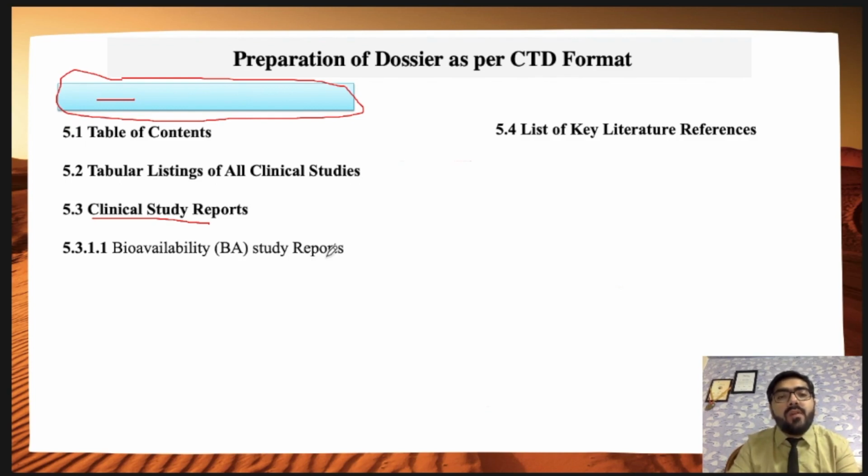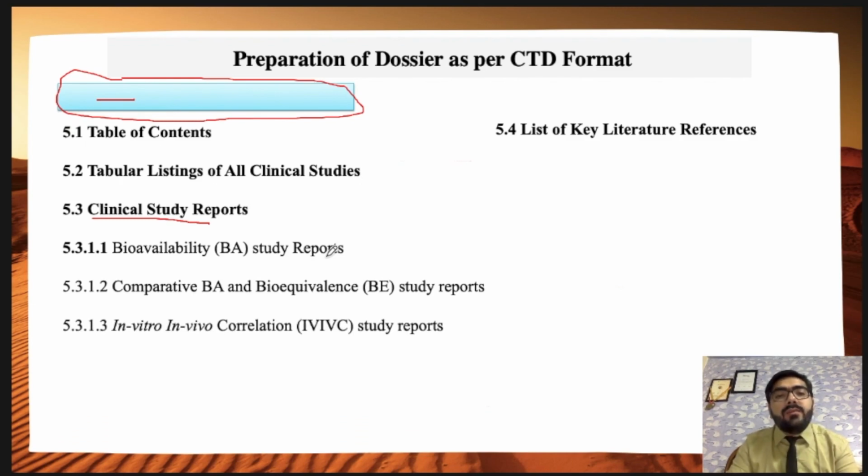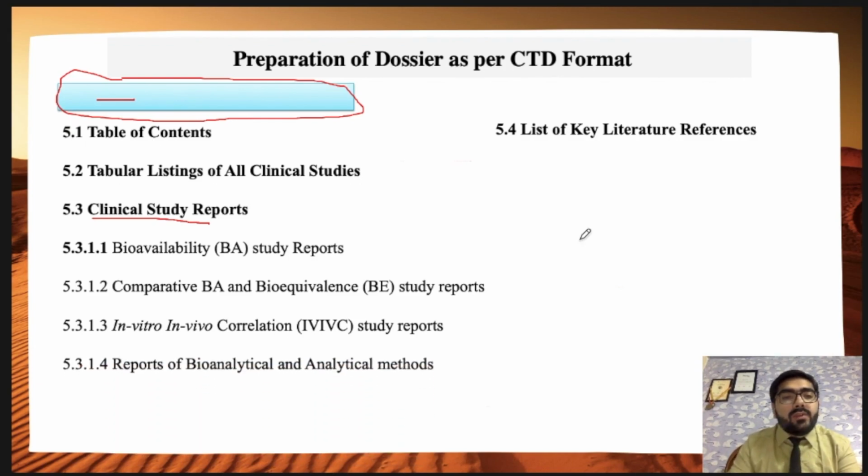5.3.1.1, which is bioavailability study reports, then 5.3.1.2 contains comparative bioavailability and bioequivalence study reports, then in vitro-in vivo correlation study reports, which is generally called IVIVC study reports, right? And it also contains reports of bioanalytical and analytical methods. So this is module 5, which is clinical study reports, right?